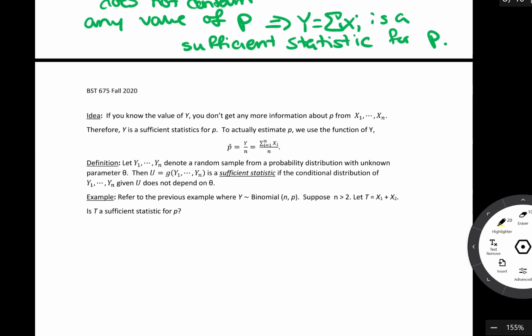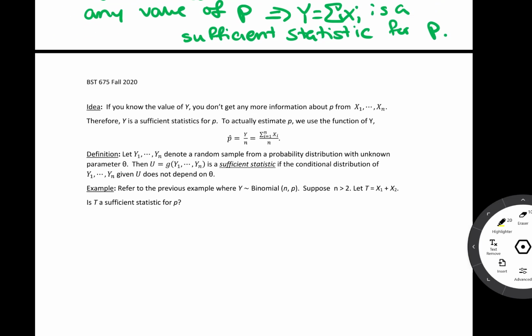So here's the idea. If you know the value of Y, you don't get any more information about p if you look at the individual successes and failures. So therefore Y is a sufficient statistic for p. Now to actually estimate p, we use a function of Y, which is p hat equals Y over n.